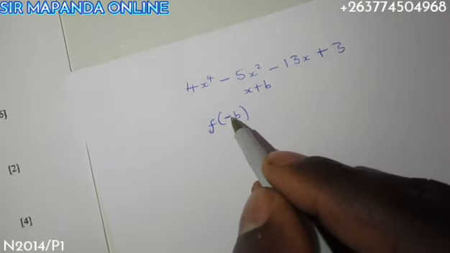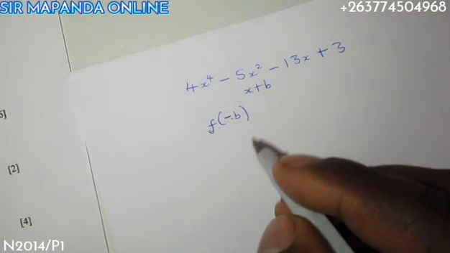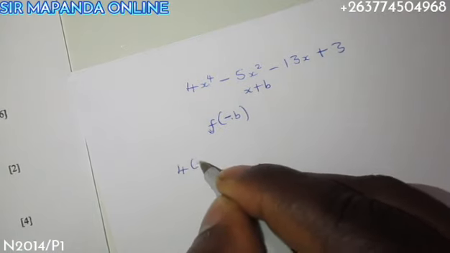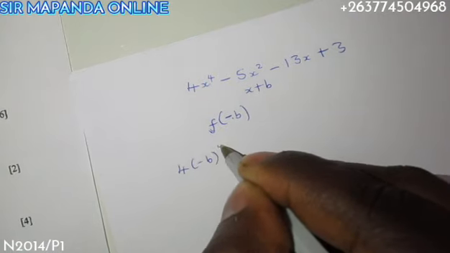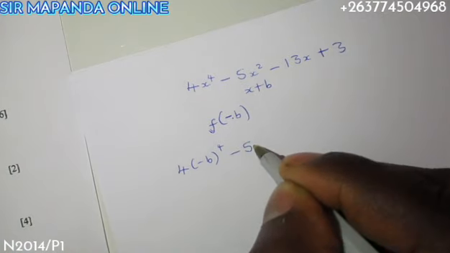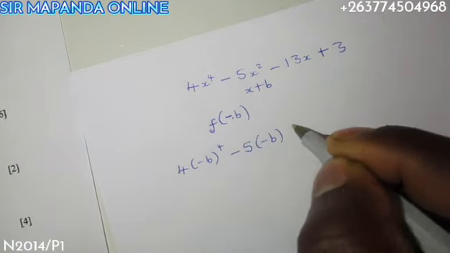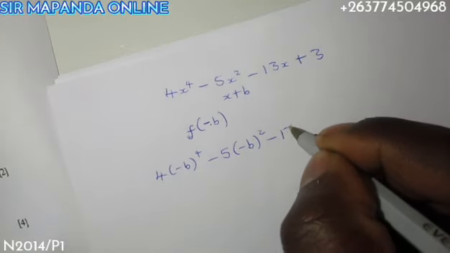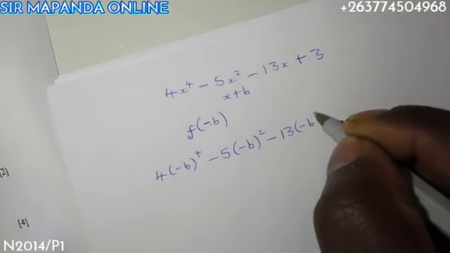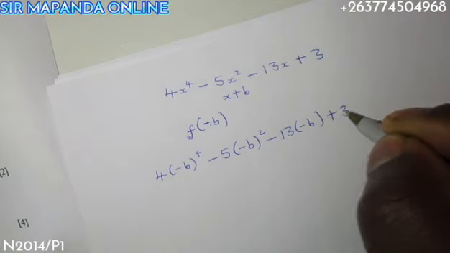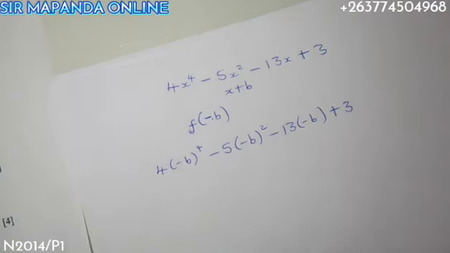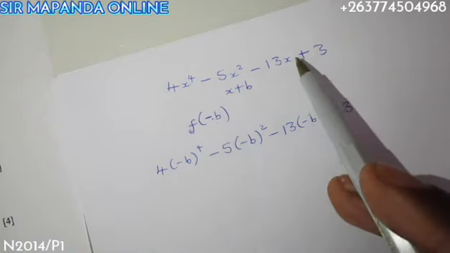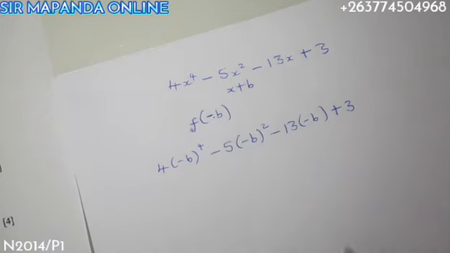So you are going to put minus b on x. So you get 4, open bracket, minus b, to the power 4, minus 5, you put minus b, this is squared, then minus 13, you put minus b on x, plus 3. So this is the remainder when the first function is divided by x plus b.